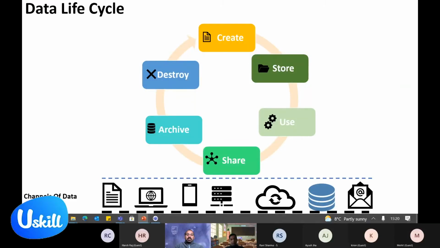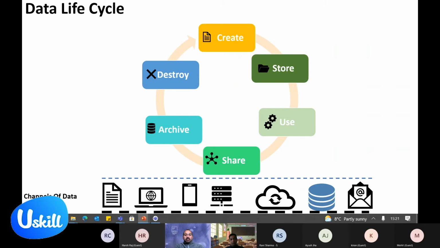Any data anywhere, whether it is spoken, written in a notebook, or written over a software medium, there are six phases of data. In its life cycle, data passes through six phases over its whole life. One is create, where the data is being created, whether the data is structured, unstructured, or semi-structured.